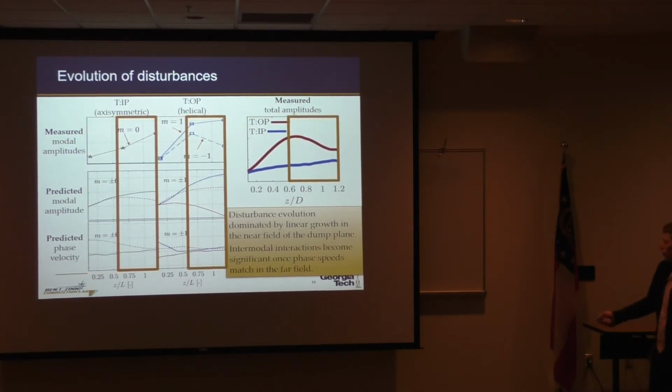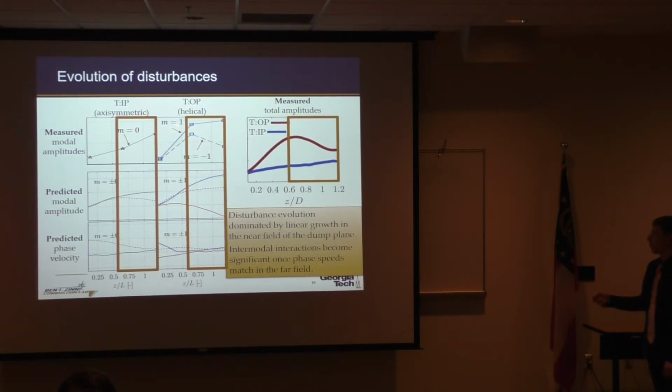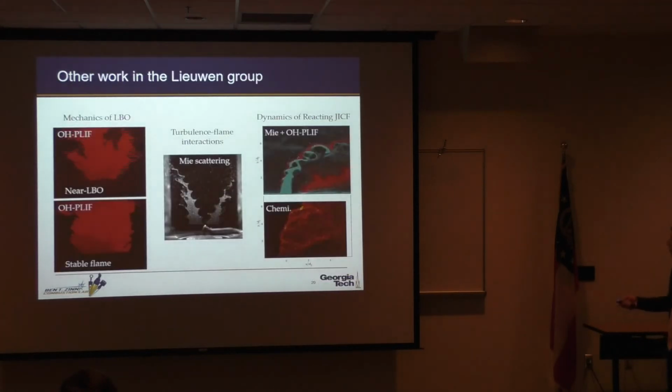And then if we look down at the phase velocities, we see that the phase velocities of the disturbances synchronize and allow themselves to nonlinearly interact in a way which no longer causes them to grow in the way that would be predicted by linear stability analysis, but rather by a nonlinear process.